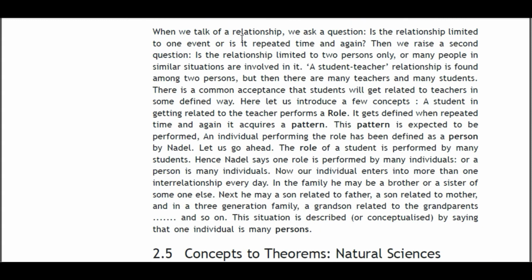Radcliffe Brown, a British anthropologist, suggested that the first social relationship is dyadic in nature. When we talk of a relationship, we ask a question: is the relationship limited to one event or is it repeated time and again? Then we raise a second question: is the relationship limited to two persons only or are many persons in similar situations involved in it? A student-teacher relationship is found among two persons, but then there are many teachers and many students. There is a common acceptance that students will get related to teachers in some defined way.